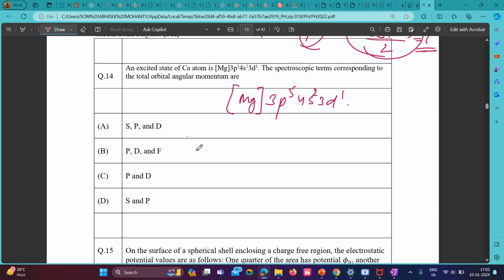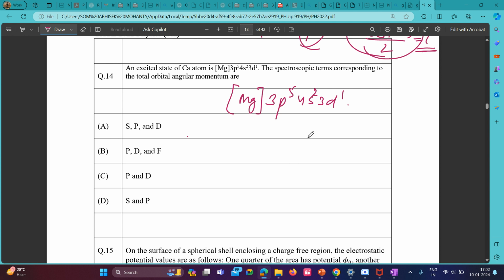So how do we calculate it? Tell me. It will correspond to the total. An excited state of calcium atom is this one. Okay, an excited state. So what can we do? How to get the total orbital angular momentum?